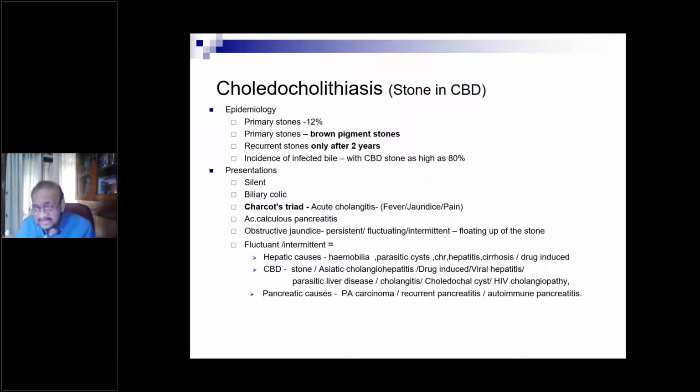But that basically means you have to consider other causes also. So we look at the differential diagnosis of a patient with fluctuant or intermittent jaundice.